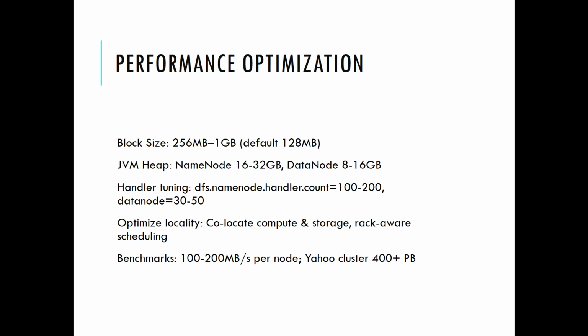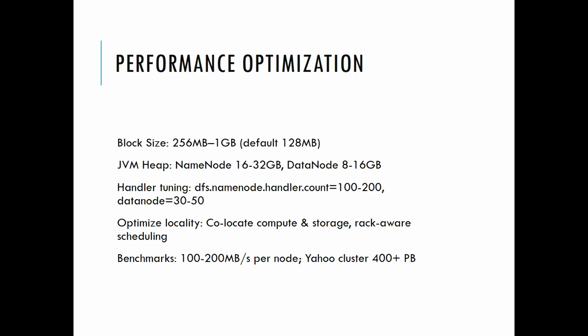To optimize performance, start with the HDFS block size. For large datasets, increase it from the default 128 MB to somewhere between 256 MB and 1 GB. Tune the JVM heap sizes, allocate 16 to 32 GB for the name node and 8 to 16 GB for each data node. Handler counts are crucial for concurrency.